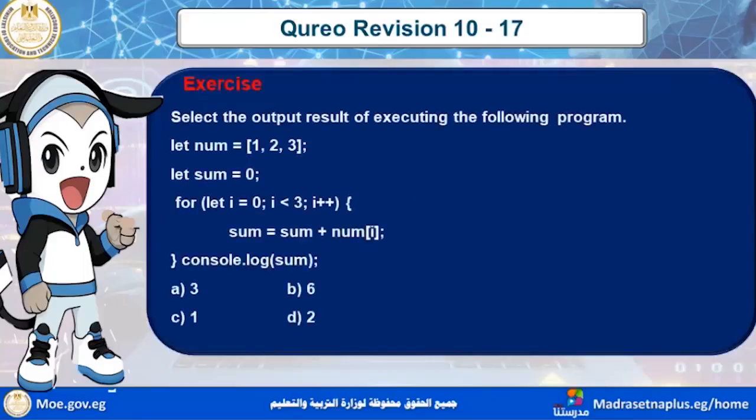Another exercise, select the output result of executing the following program. Let num equal 1, 2, 3, and let sum equal 0. Now it's time to declare the variable i inside the for statement. So for let i equal 0, we will continue till i reaches the value of 3, and each time we will add 1 to the counter. We will add sum to the num of i array element, and then print the sum. So the result will be 6. It means we add the numbers from 1 to 3, so the result will be 6.